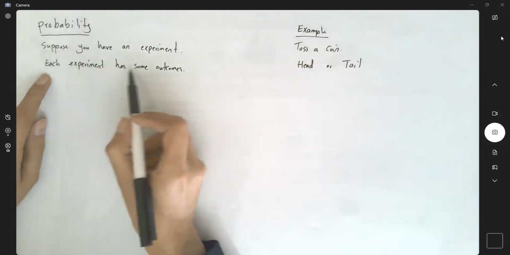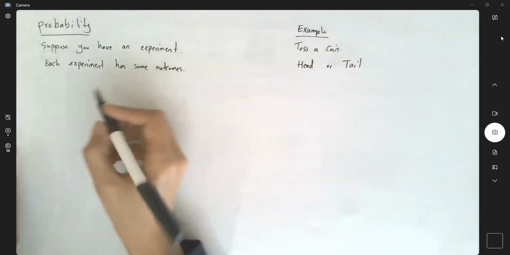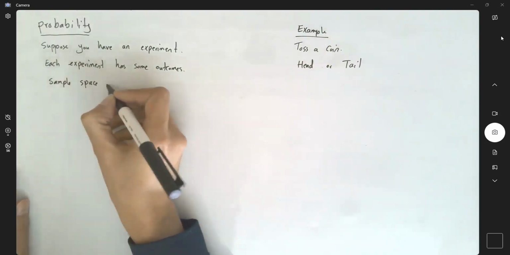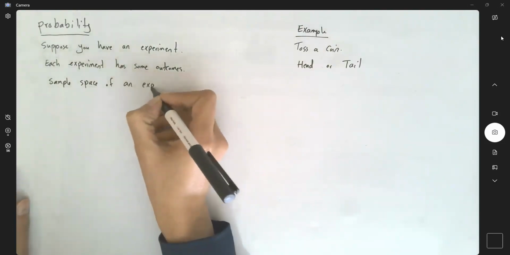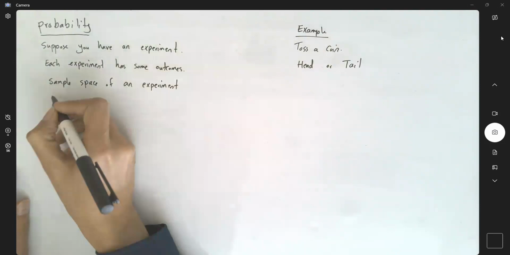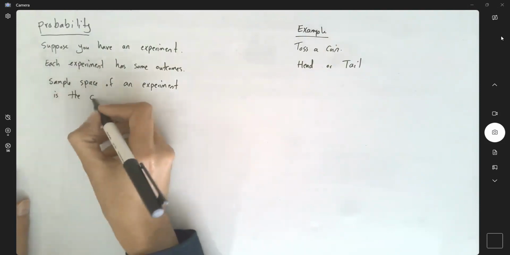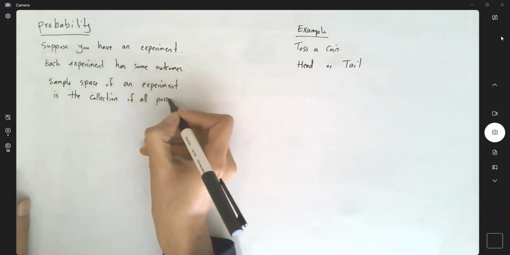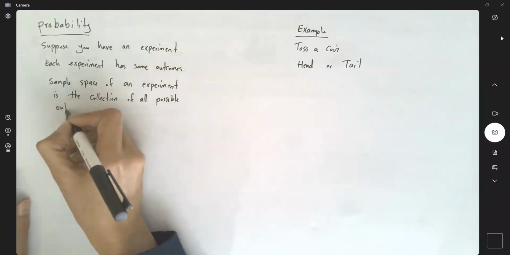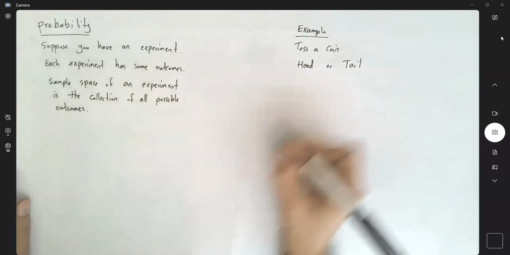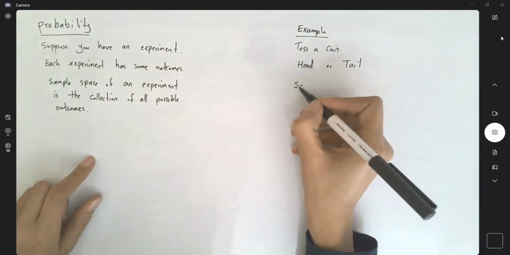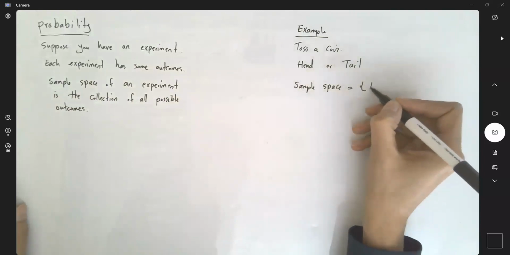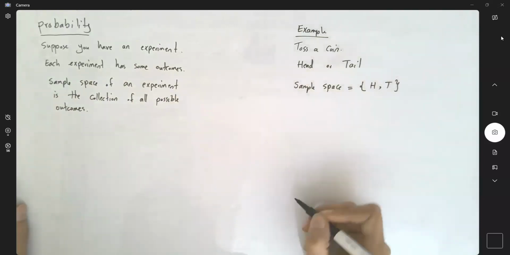When you have an experiment, you can collect all the outcomes and call it sample space. The sample space of an experiment is the collection of all possible outcomes. So in this case, when I ask you to write down the sample space, you can write down: sample space is the set including head, including tail.